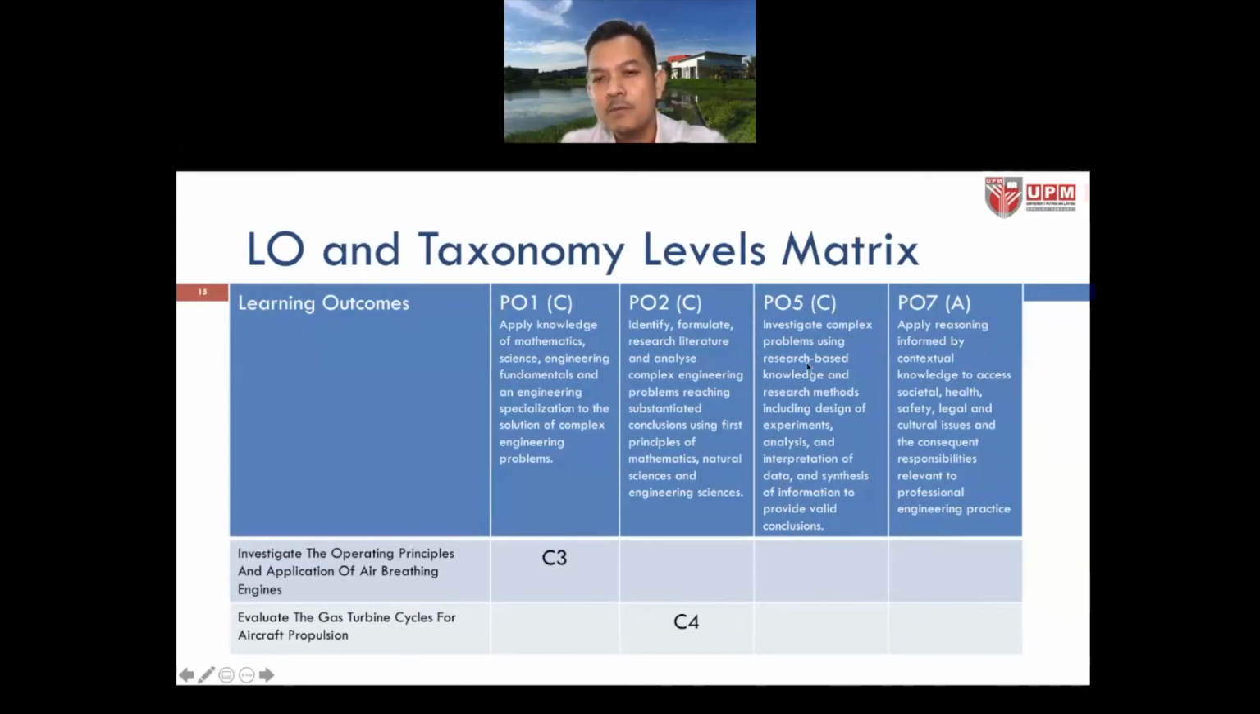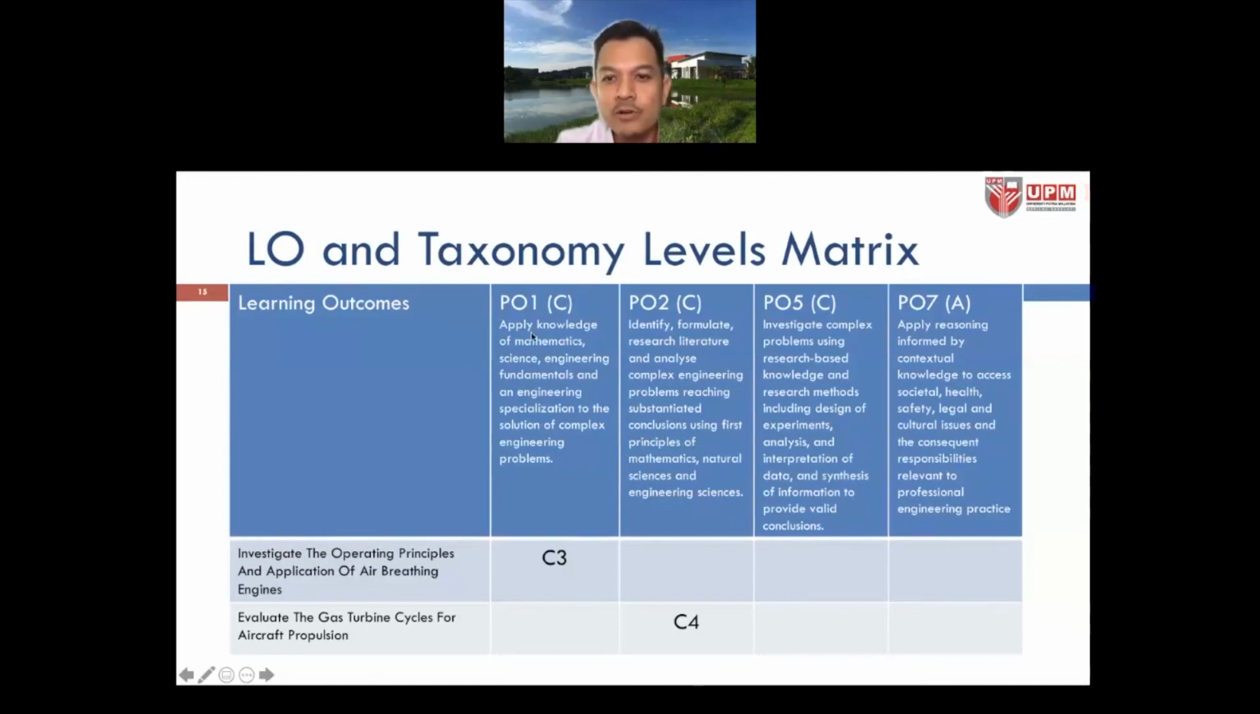That's why PO5 is assigned to this particular course, we need to do some analysis using the software. So of course we are not going to do experiments, but for design of experiments and analysis, we are going to use typical software. And then finally, PO7, you should be able to apply reasoning informed by contextual knowledge to assess societal, health, safety, legal and cultural issues, and the consequent responsibilities relevant to professional engineering practice. All right, so those are the 4 program outcomes, PO1, 2, 5, and 7.